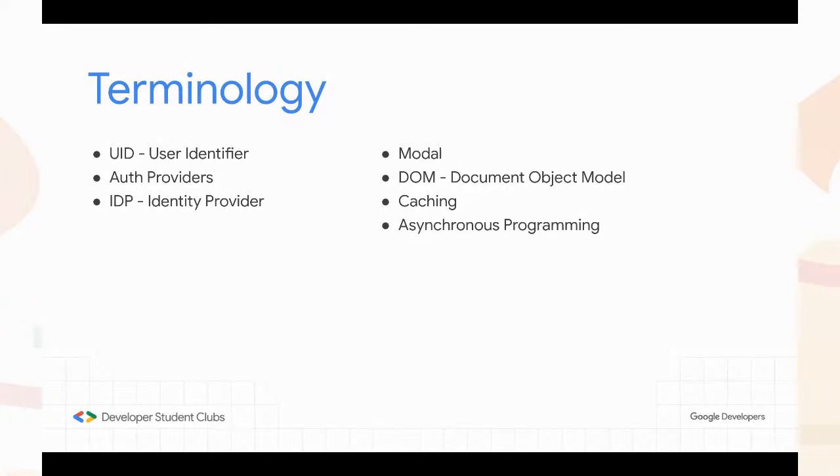DOM, or document object model, is your HTML structure. All your elements are objects on the page. And DOM is basically like the structure of your web page. I think that's a good description.